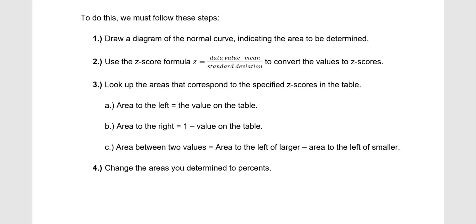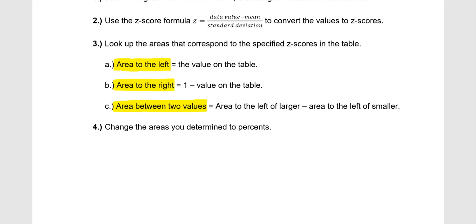And we have the three different questions when we are doing this. And we just covered all three of them. We're either looking for the area to the left, the area to the right, or the area between two values. If we're looking for the area to the left, it's just the value on the table. If we're doing the area to the right, it's going to be 1 minus the value on the table. And if we're looking for the area between two values, it's going to be area to the left of the larger one minus the area to the left of the smaller one. And then we're going to change the areas to percents by multiplying by 100 or moving the decimal 2 to the right. Let's do a couple examples here.